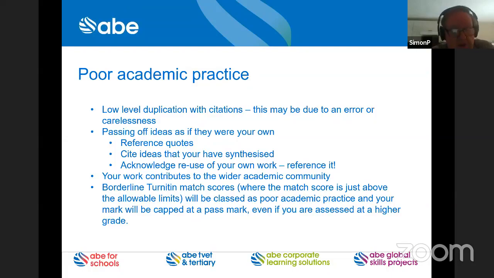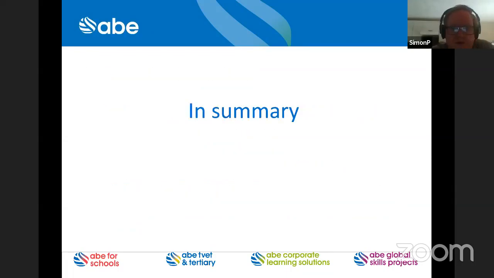So you run the risk of having the work capped as a fail at a pass, if you see what I mean. That's how we classify that. So do what you can in order to avoid that.